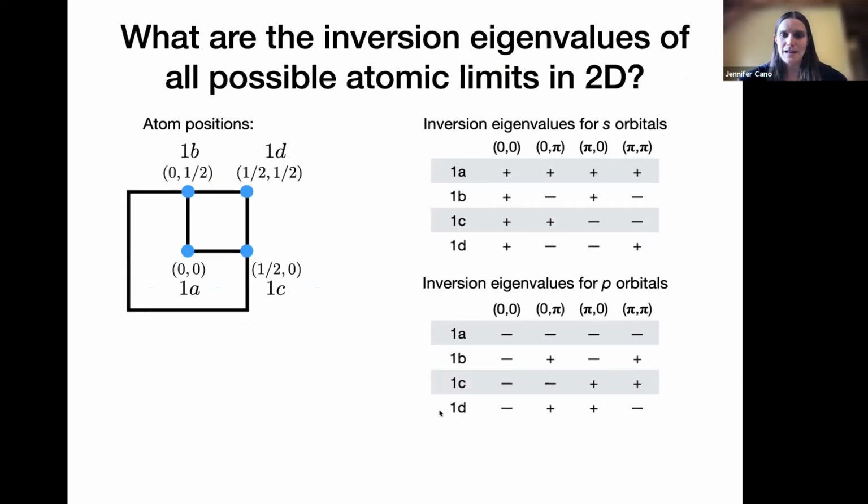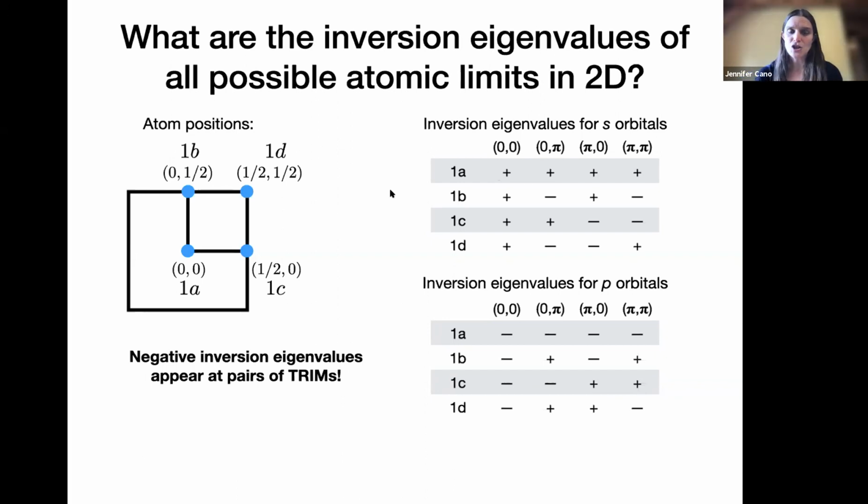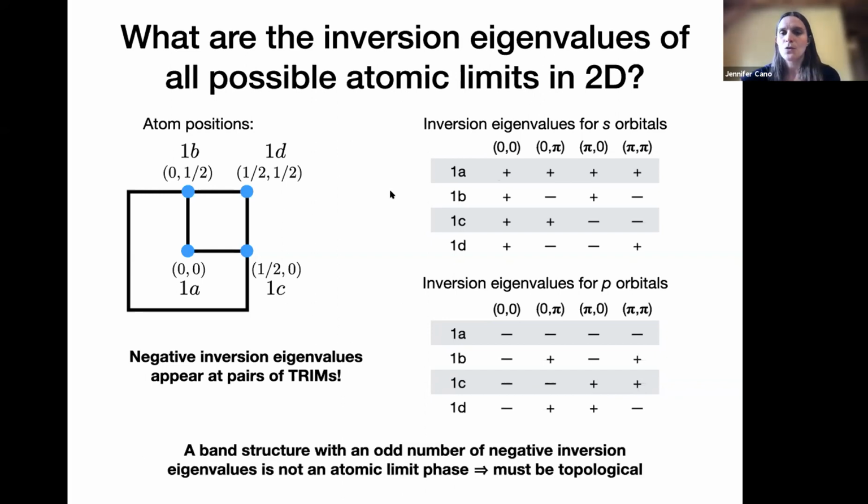So these are all the possible inversion eigenvalues that you can have. And what you can see is that in each one of these lines, these are all the TRIM points, there's either 0, 2, or 4 minus signs. You never get an odd number of minus signs. And so this is a backwards justification for the inversion eigenvalue formula proposed by Fu and Kane. You can see that if you only have 1 minus sign, then it's inconsistent with any of these atomic limit phases, and so you must be some kind of topological phase. And you can do a similar calculation for 3D and get the same result.